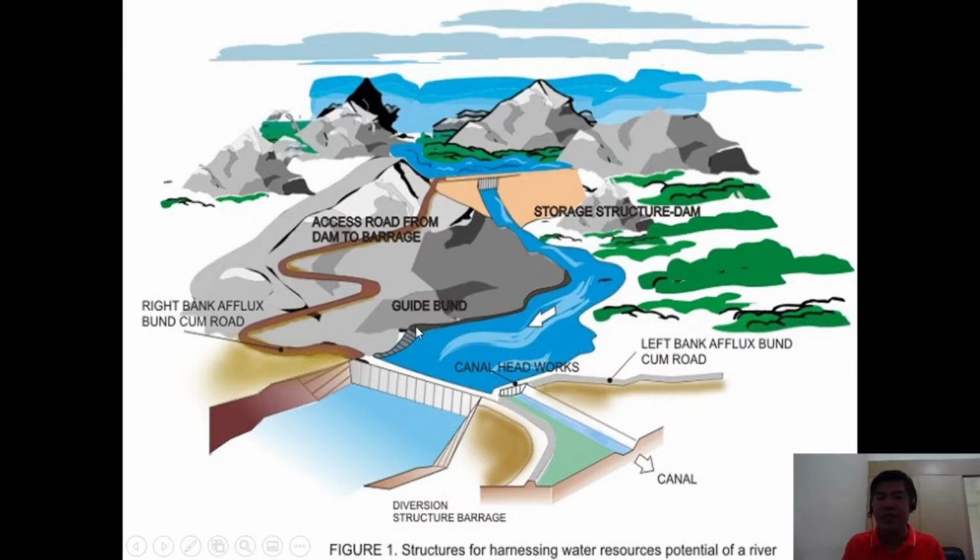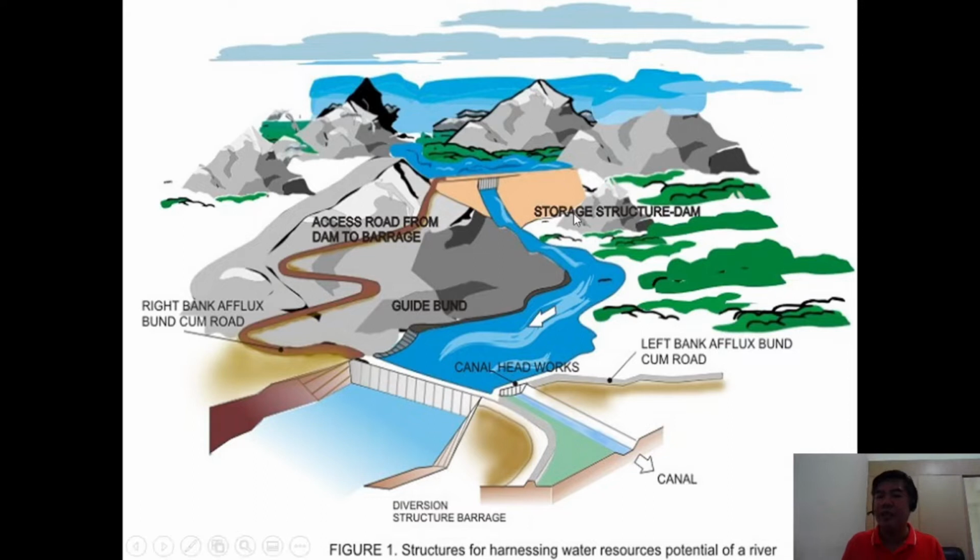These are actually the structures that are being designed in the hydraulic structures subject. Then if it is intended for irrigation, you have the canal headworks to be designed. Then the area going to the canal. Of course there are roads and other pertinent structures. So diversion works can also be part of the design.